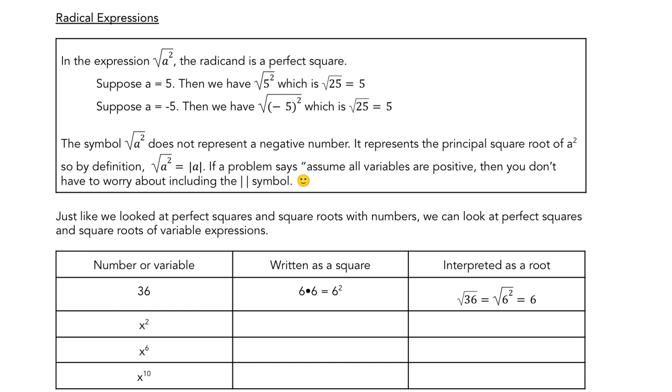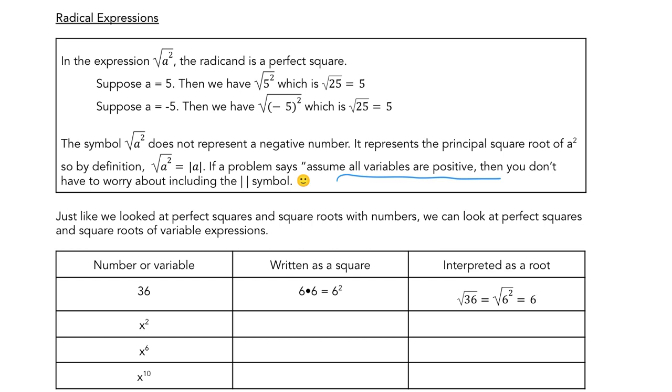So technically, whenever you take the square root of a number, I should really put the result in absolute values because I'm not sure if the number originally is positive or negative. But for our purposes, we're going to just assume all variables are positive, so we don't have to worry about that absolute value symbol. But when you get into pre-calculus or even calculus, you might have to consider the absolute value.